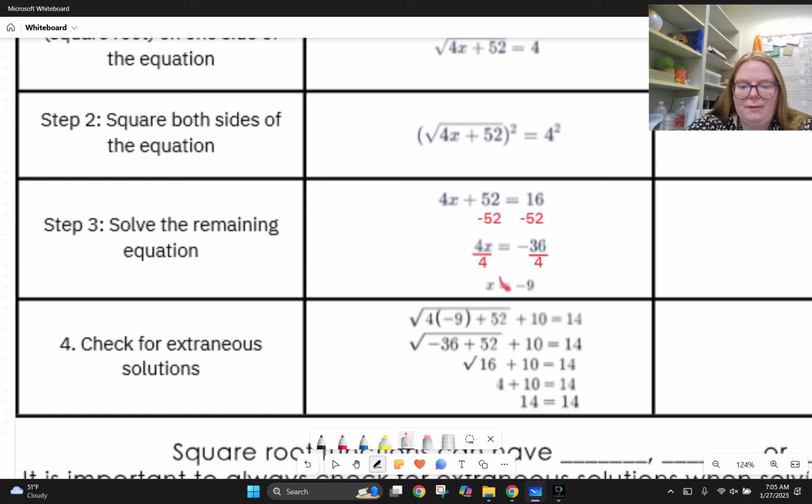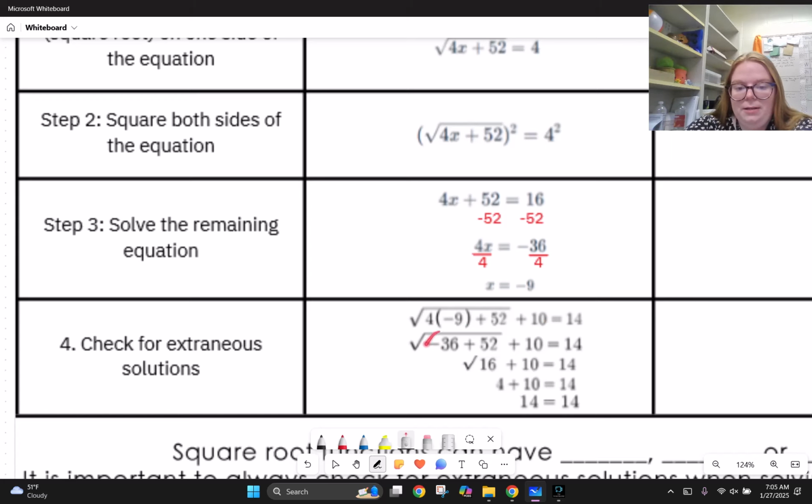So we always have to take our values that we get. Sometimes we can get more than one. In this case, we only did get one. But whatever solutions you end up with, you have to plug it back into the original equation, which you can see me doing here, and go through simplifying.